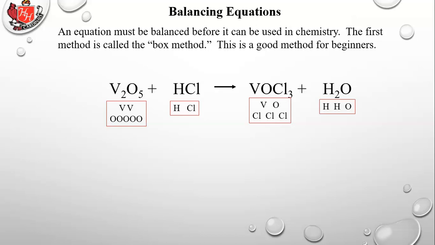So the object of the game is to pick an element to balance, and you can pick any element you want, although there's certain conditions here. What you do is add boxes to the side where that element has the least number. Now, one thing you want to do is avoid elements that appear more than once on the same side of the arrow. So you see oxygen appears in VOCl3. It also appears in H2O. So you want to avoid oxygen, save that for last.